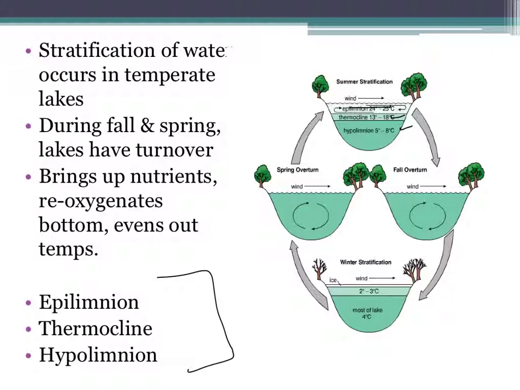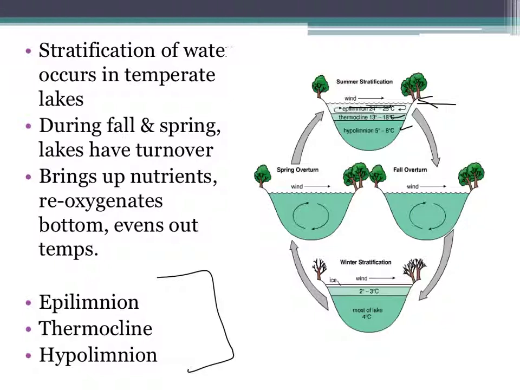What happens is we get layers. So in the summertime, when you jump off a boat into the water, it's going to be really warm at the top, the epilimnion. Then you're going to hit what's called a thermocline. A thermocline is kind of a transition area between the epilimnion and hypolimnion. The hypolimnion tends to be very cold.